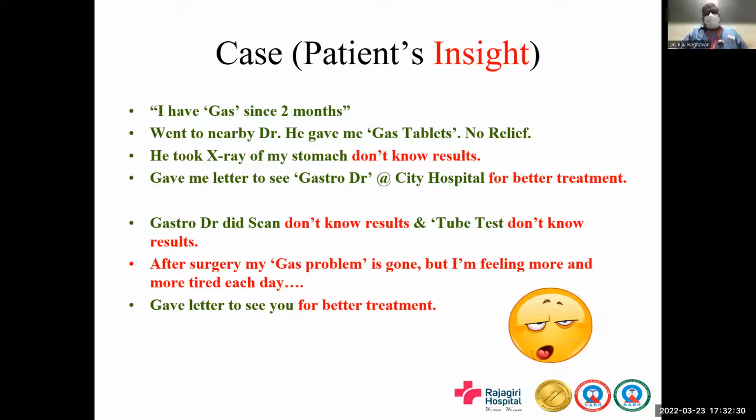So when you dig, you realize that the patients have a lot of blank spots. They don't know a lot of things. They may know some of the things which are right, some of the things that they think is totally off track.